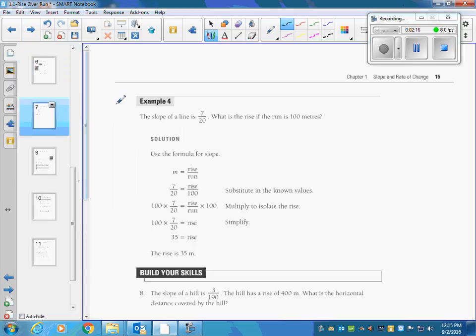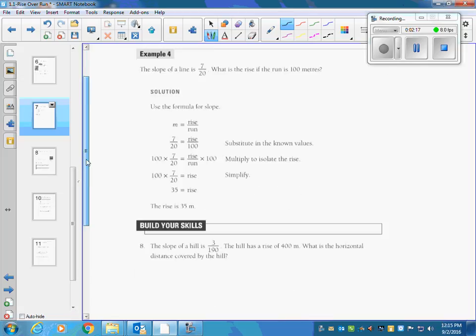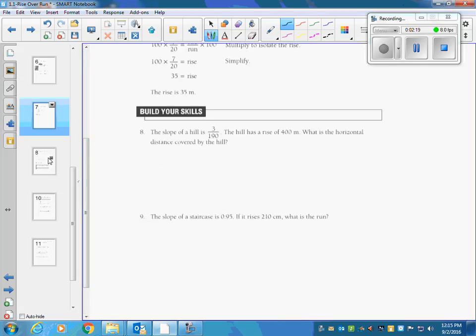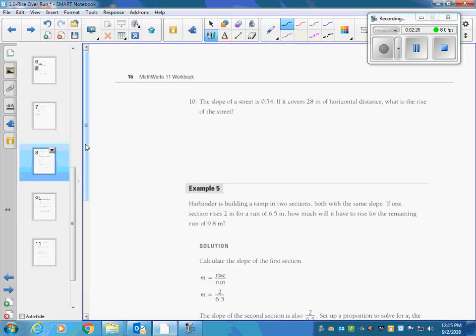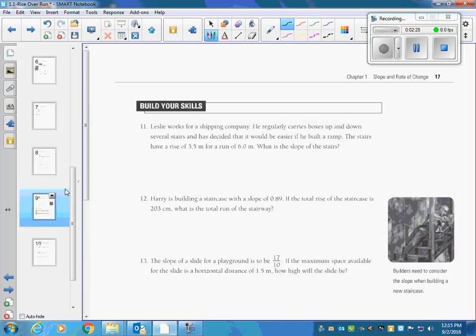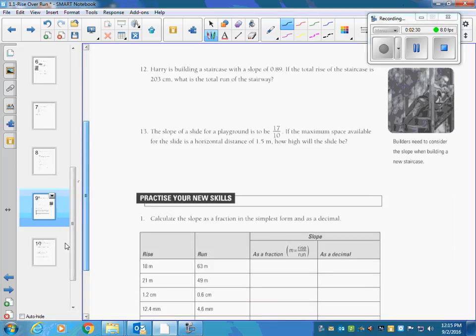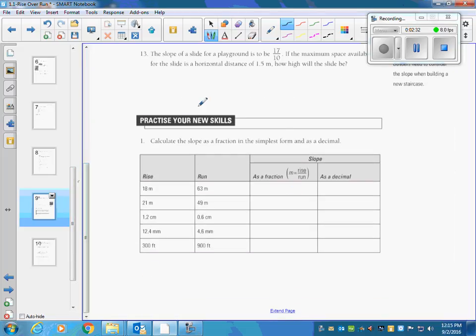As you carry on, there are some more examples and more build your skills to practice, and then the bell work I will mark after you're feeling confident. I'll give you bell work and you'll mark it. We'll do more examples, more build your skills, and then at the very end, there's a practice your new skills that's practicing everything we've learned in all of 1.1. These are sections that are kind of like a big review of the whole thing.